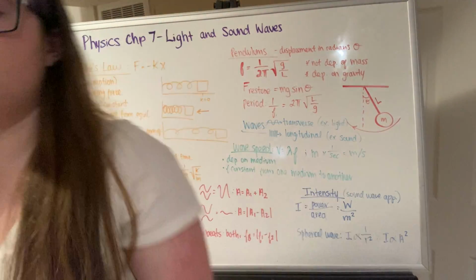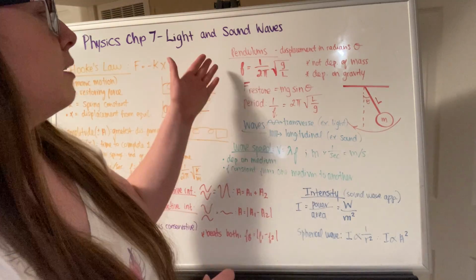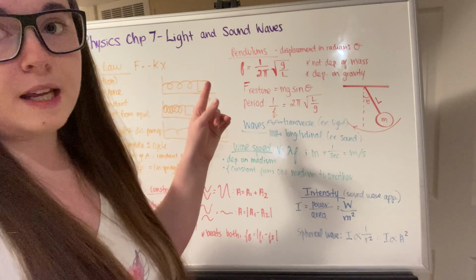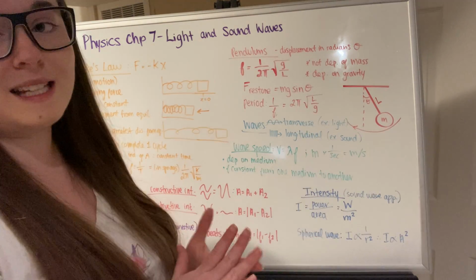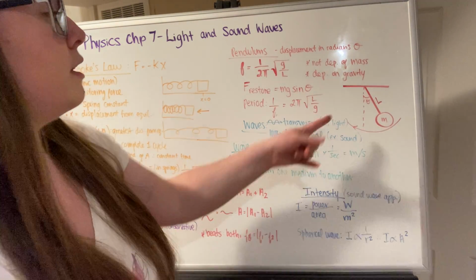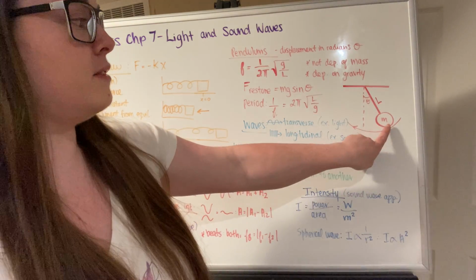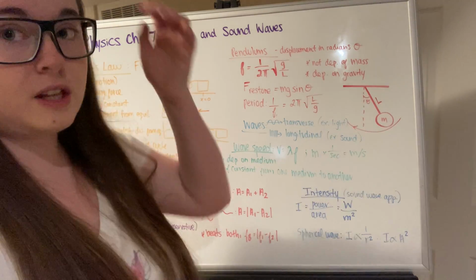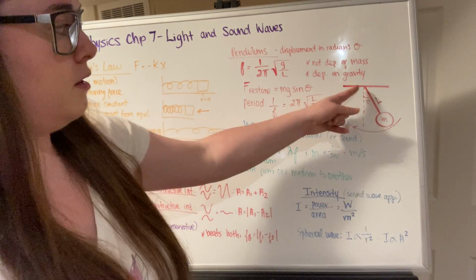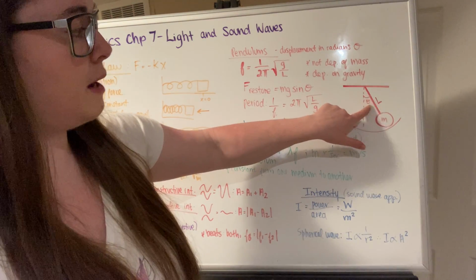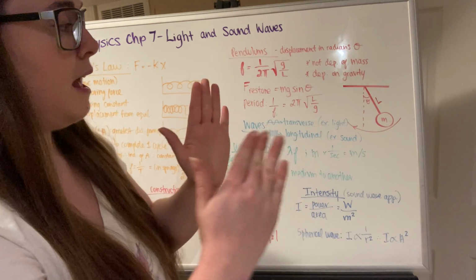Next, we are going to talk about pendulums. So the important part here is to know that the displacement is in radians, okay? So here's just a figure. We have this pendulum that has a mass of m. The L is actually the length of this right here, and then theta is this angle right here between equilibrium and the pendulum.